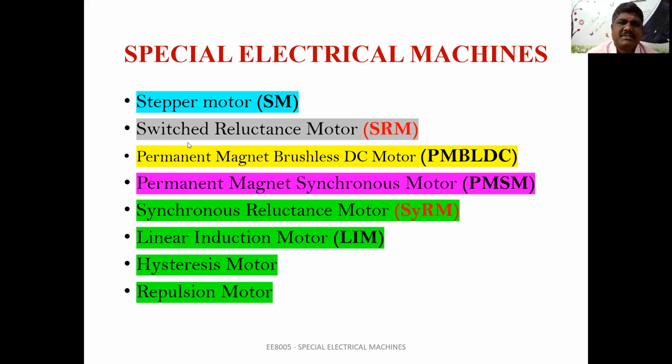So this kind of naming is how we get special electrical machines from normal electrical machines. These are the possible machines in our syllabus. Today I'm going to explain the stepper motor. The special electrical machines are: stepper motor, switched reluctance motor, permanent magnet brushless DC motor, permanent magnet synchronous motor, synchronous reluctance motor, linear induction motor, hysteresis motor, repulsion motor, AC series motor, and so on. We have a lot of special electrical machines, and in this presentation I'm going to explain the stepper motor.